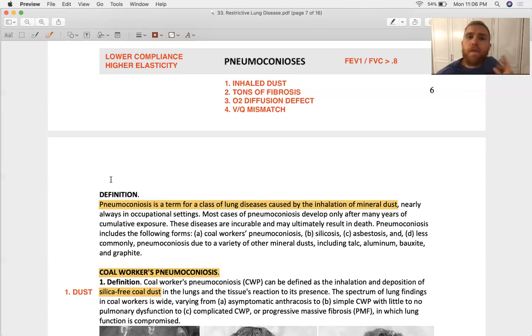And this leads to a VQ mismatch. Your ventilation goes down. You get hypoxemic, and then this can progress onto pulmonary hypertension, okay? And again, because this is a restrictive defect, it's characterized by low compliance, high elasticity, which is going to contribute to the higher resting pressures, which is the reason why air does not want to move into the lungs. And air not moving into the lungs is the reason why FEV1 to FVC is going to be higher.